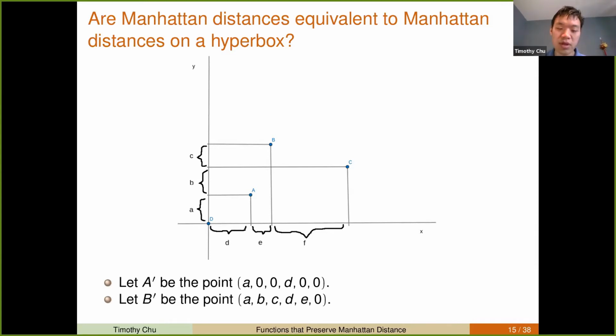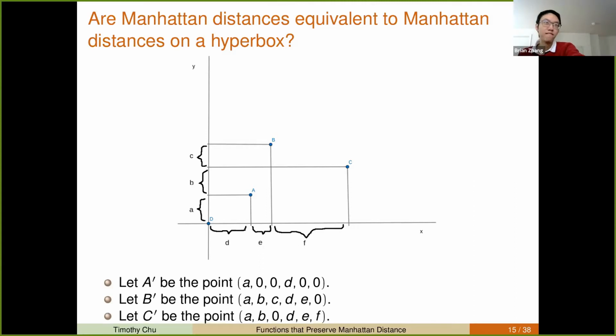B prime will be the point little a, little b, little c, because that's the interval that ends up covering on the y-axis. And the next 3 coordinates will be little d, little e, and 0, because that's the interval it covers on the x-axis. Okay, what should C prime be in this example? Just anyone, you can just shout it out. A, B, 0, D, E, F. Yep, A, B, 0, D, E, F for the exact same reasons.